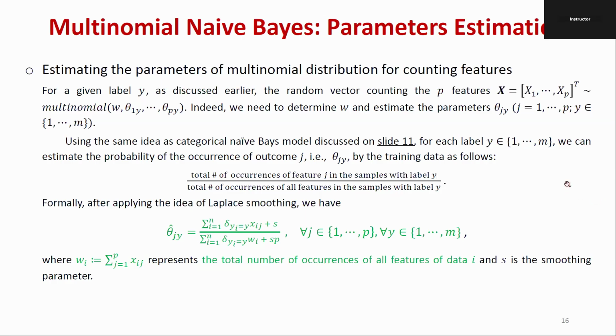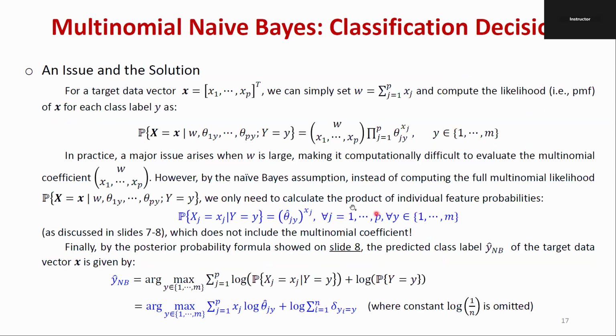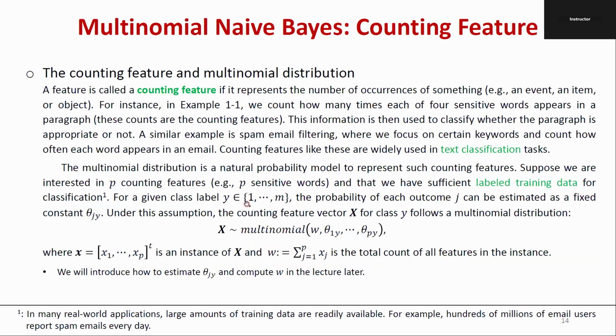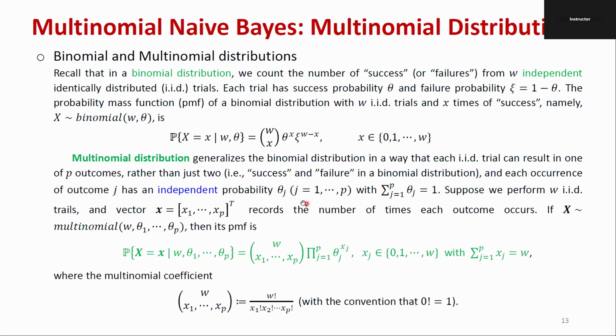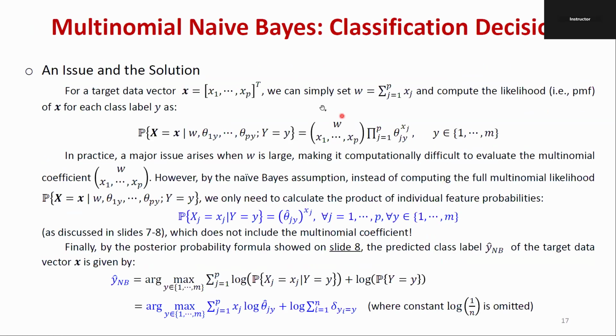Correct. However, there's also an issue. Recall that the PMF is here, and then we have this multinomial coefficient here. If W is large, this number is extremely difficult to estimate. Not to mention large, let's say 100 factorial is what? 100 factorial is already very difficult.